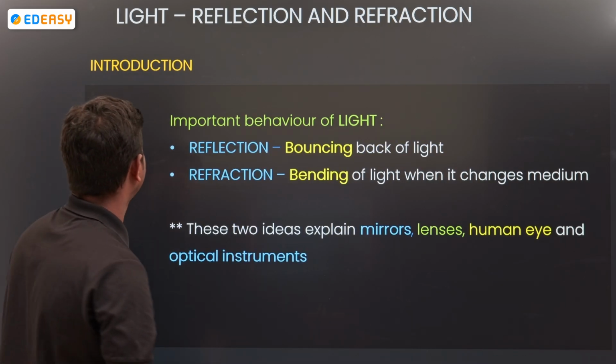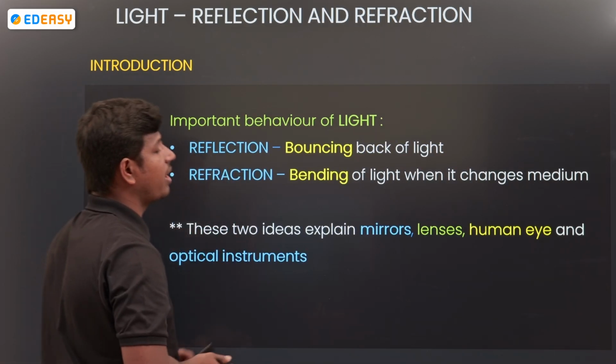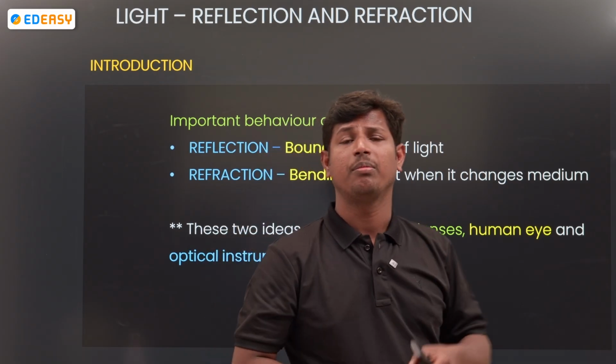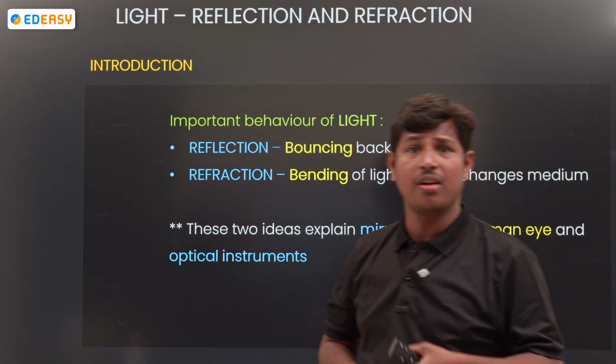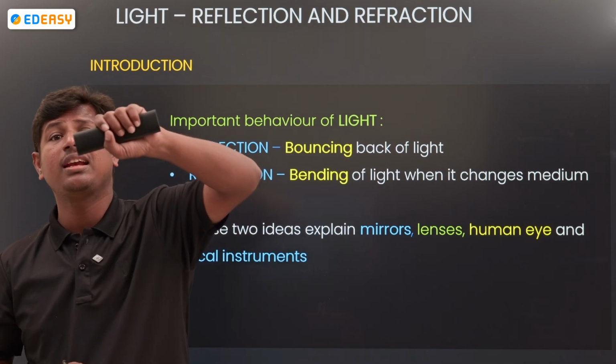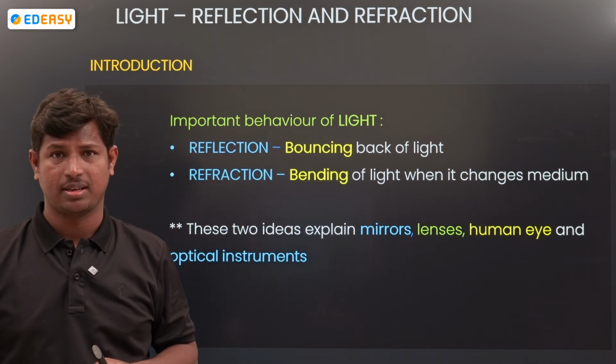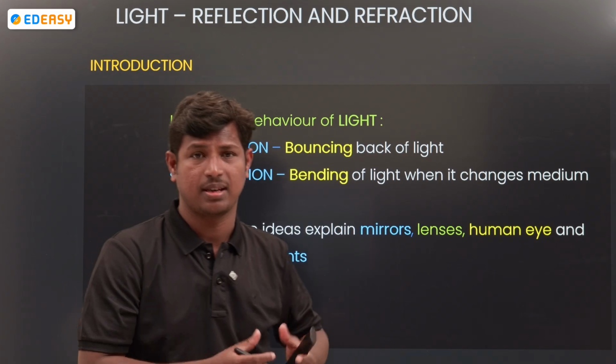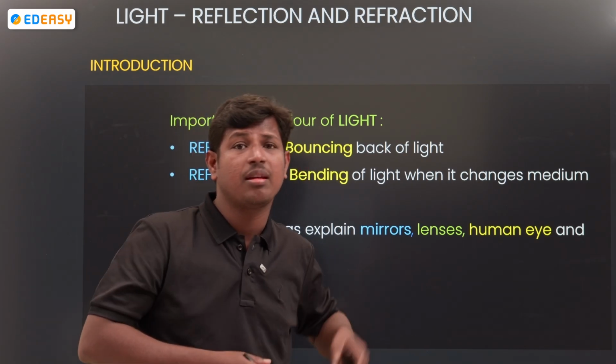Next, the important behavior of light. How does light behave and what type of behavior is there? One is the rectilinear propagation of light. So light has rectilinear propagation.